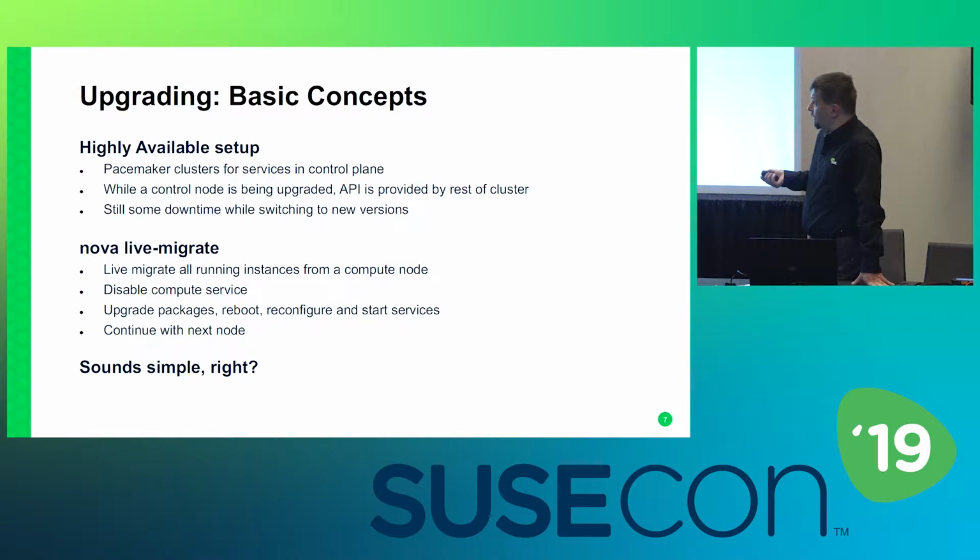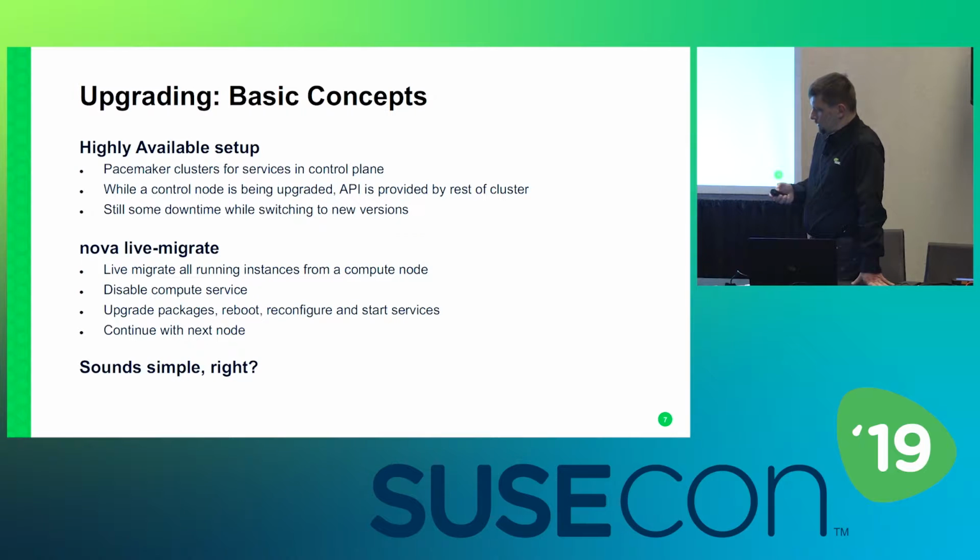There will definitely be some downtime, because at the point when we shut down the services on the old node and switch to the new versions, everything needs to be down for a while. So that's the very basic idea of how to upgrade the control plane. Basically go node by node in the HA pacemaker cluster, and after the whole control plane is upgraded, we proceed with the compute nodes.